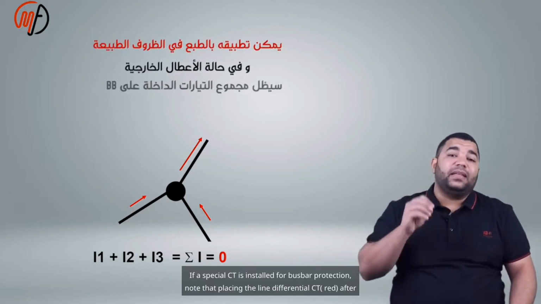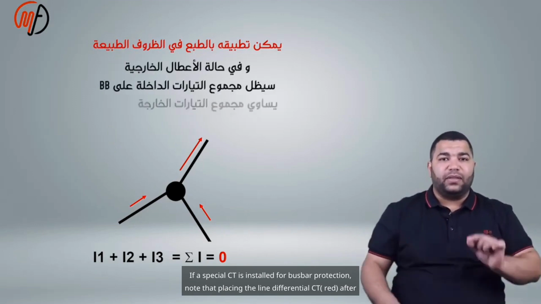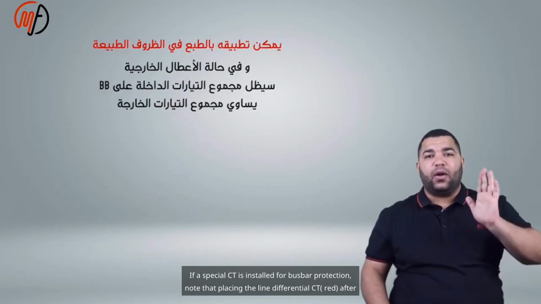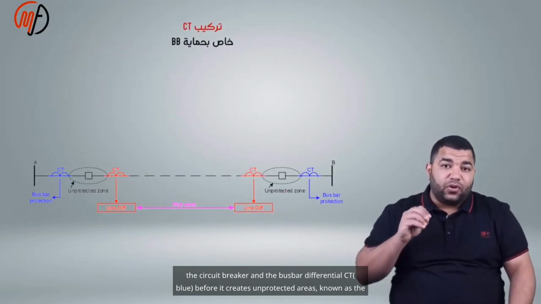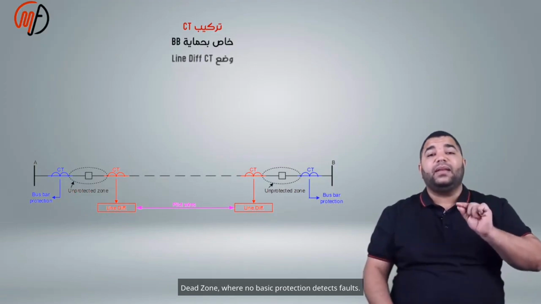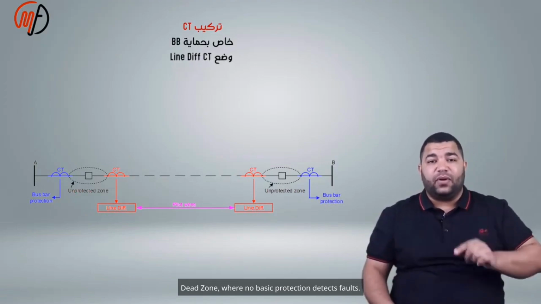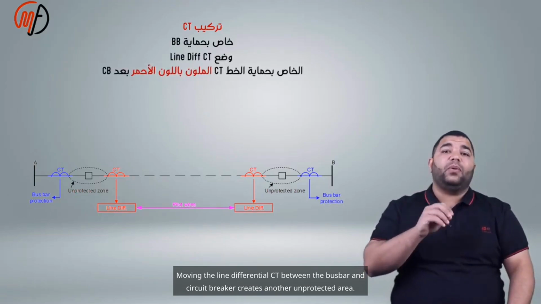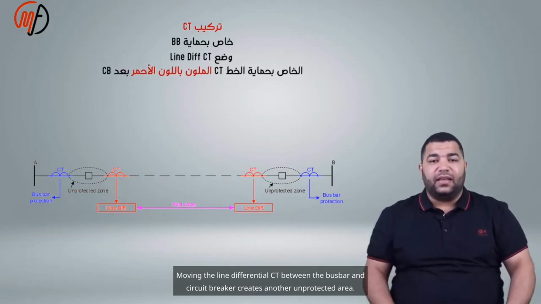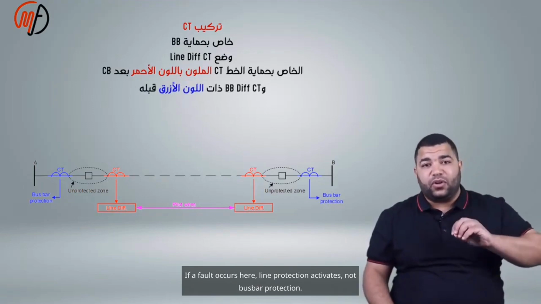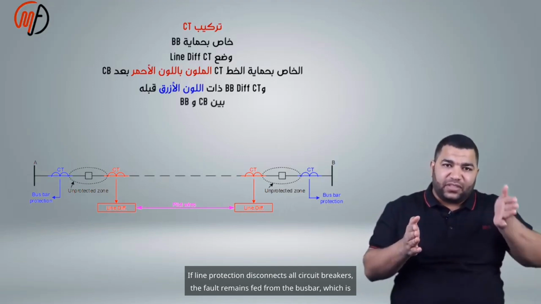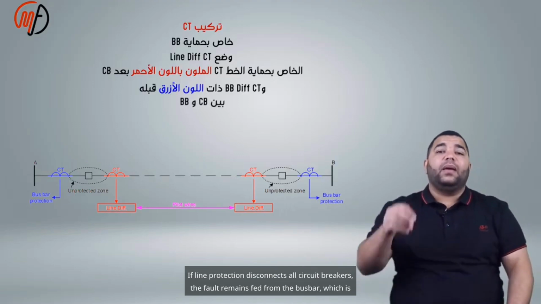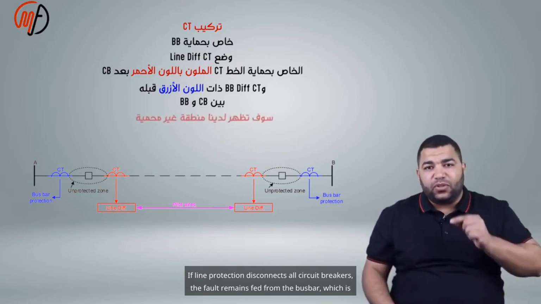If a special CT is installed for bus bar protection, note that placing the line differential CT, red, after the circuit breaker and the bus bar differential CT, blue, before it creates unprotected areas known as the dead zone, where no basic protection detects faults. Moving the line differential CT between the bus bar and circuit breaker creates another unprotected area. If a fault occurs here, line protection activates, not bus bar protection. If line protection disconnects all circuit breakers, the fault remains fed from the bus bar, which is incorrect.